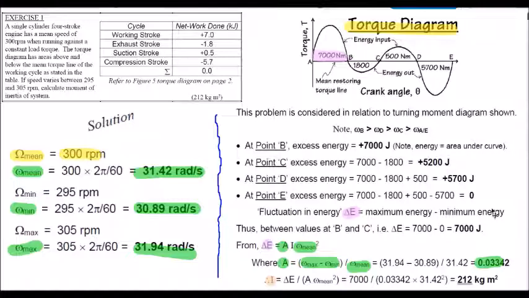All right, so a bit of transposition. The change in energy divided by the A, divided by the omega mean squared, would give us the value of the moment of inertia there. And that's a typical type of question. That's a very straightforward question. But using the appropriate equation, we can find the moment of inertia, and then from that we'll be able to find other parameters later on. Depends what the question wants us to find.